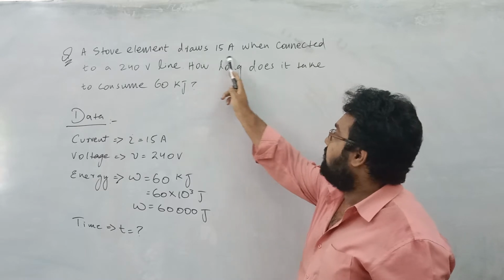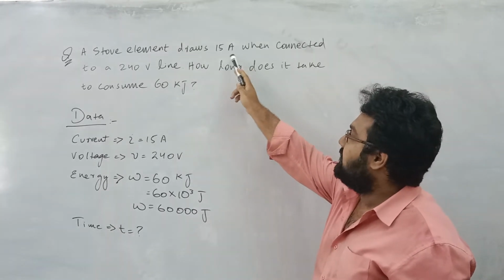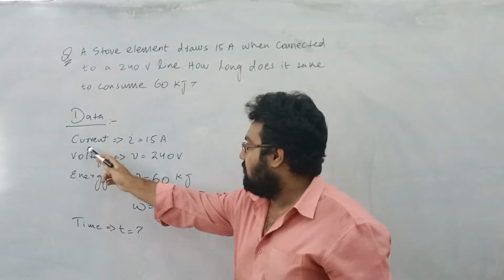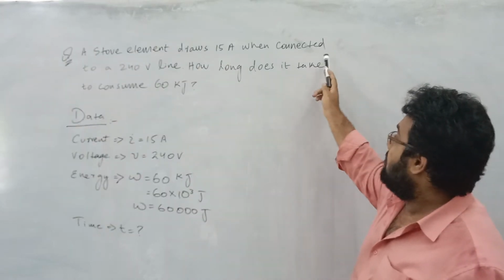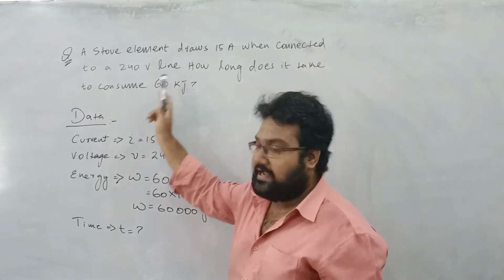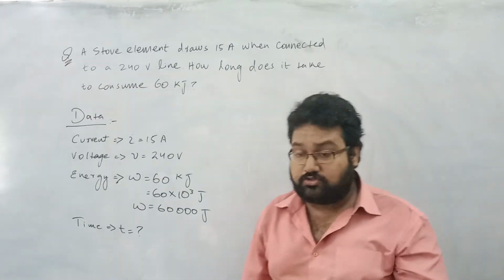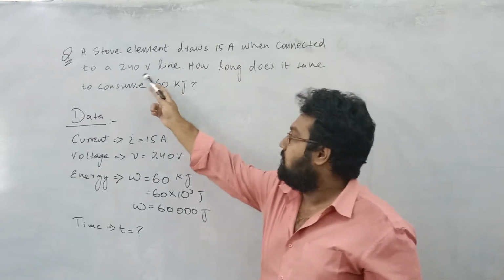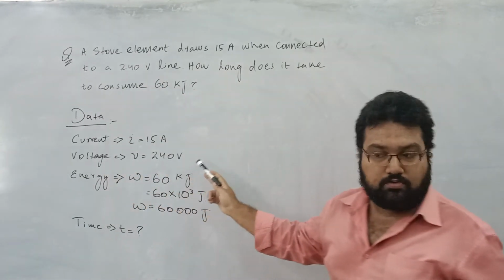Here the information of current is given. The stove element is actually taking how many amperes? 15 amperes. So the information of current is 15 amperes. When connected to a 240 line means the information of value of voltage is also given in this question, which is 240 volt. So the value of voltage is 240 volt.